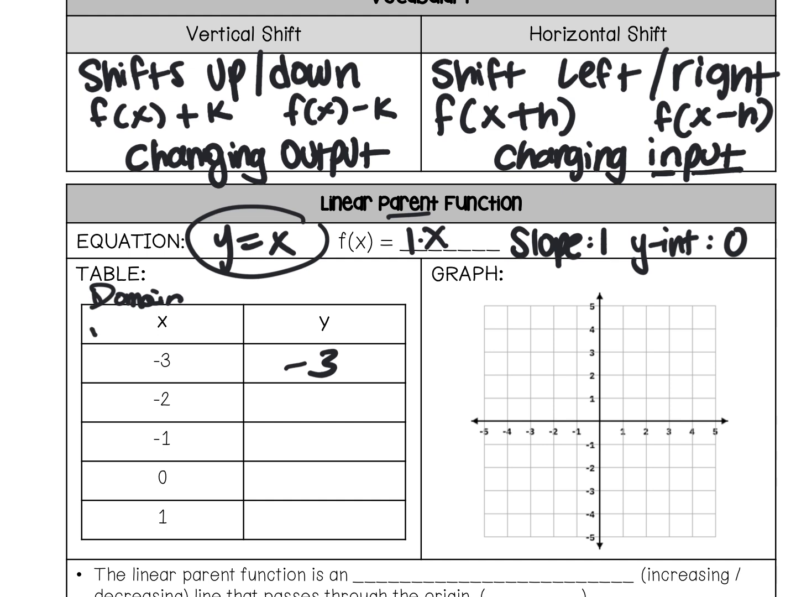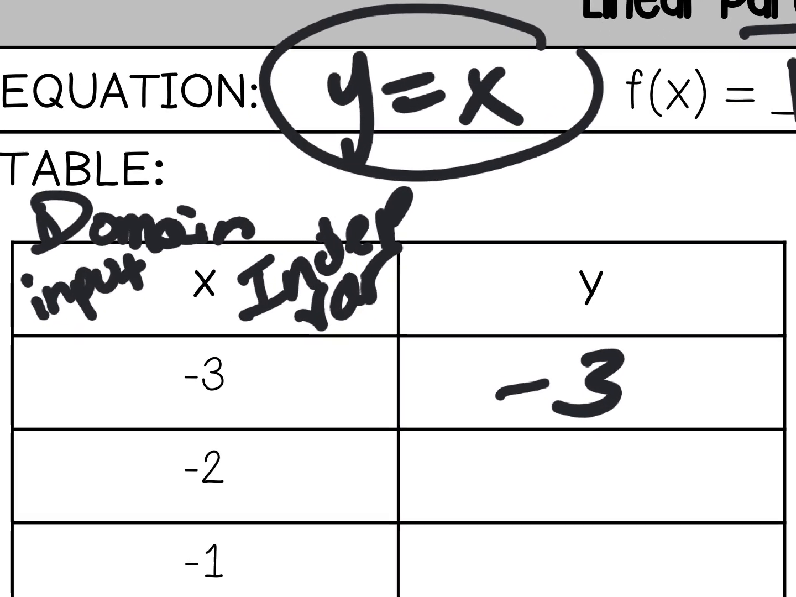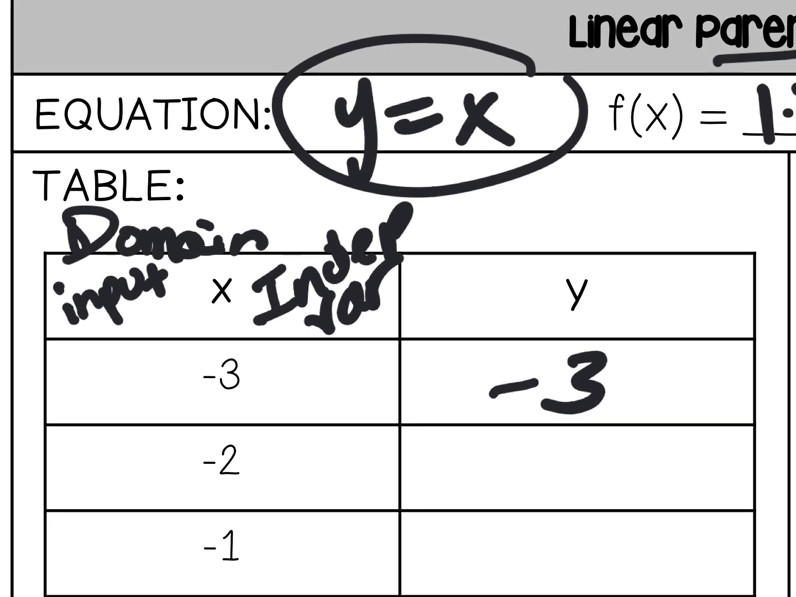And what else is domain called? Input. What else is it called? Starts with an I. Independent variable. That's important. It's your independent variable. I put VAR. I'll zoom in. Independent variable, as in you can pick whatever number you want for the domain.